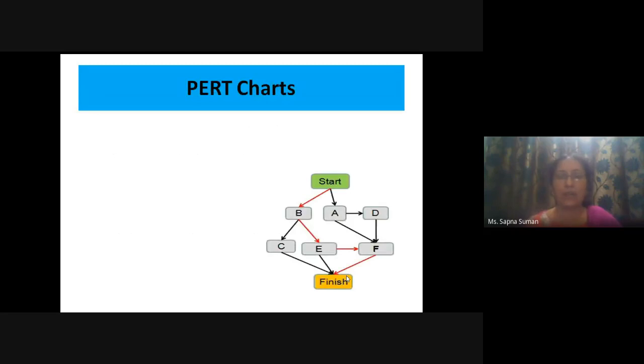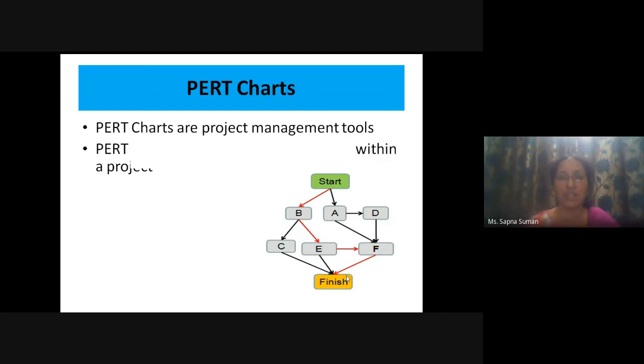Then comes the PERT chart. The PERT charts are considered to be the soul of the whole PERT technique. You cannot have a PERT technique without PERT charts. And we have discussed yesterday that PERT charts are nothing but a project management tool.